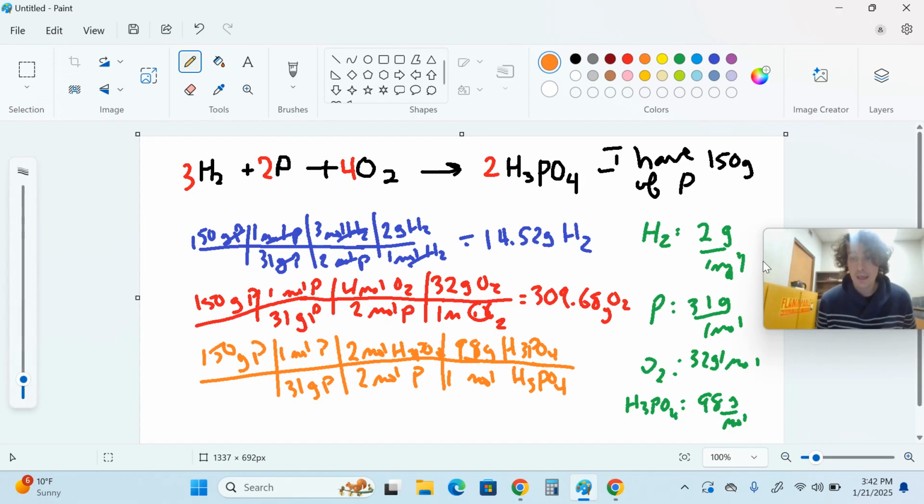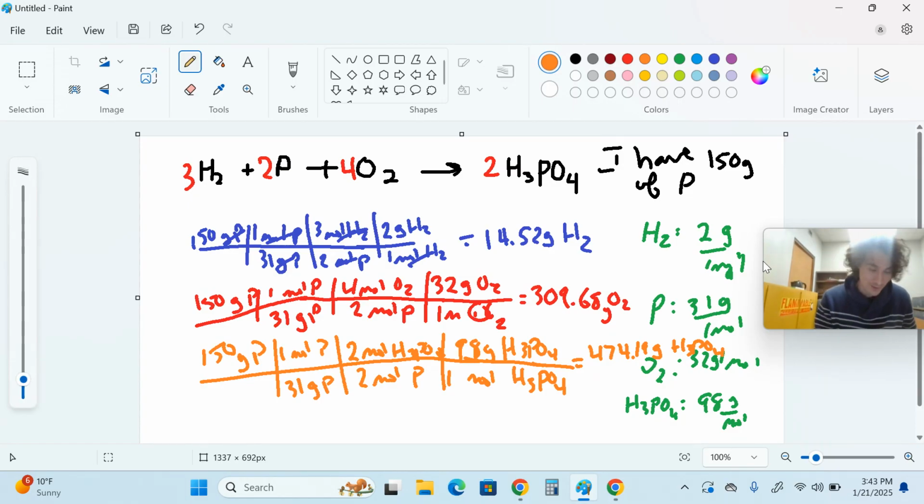All right, and we use our calculator. 150 divided by 31 times, so it's 2 over 2, so it's times 1, times 98. And I get 474. So 474 point, and I get it right into the hundreds place, 19 grams of phosphoric acid, H3PO4.